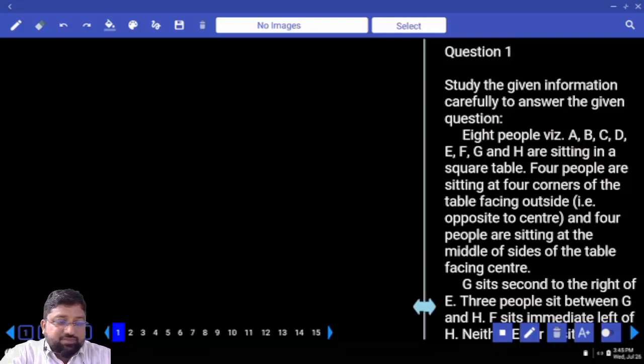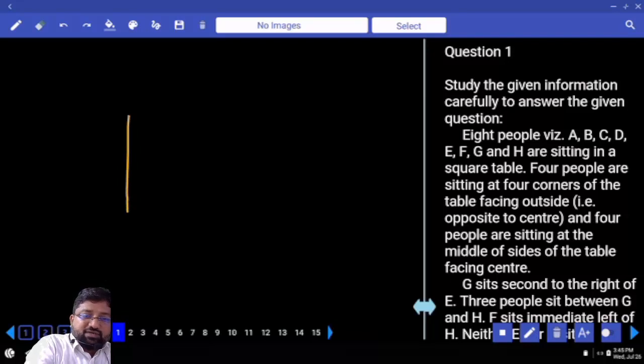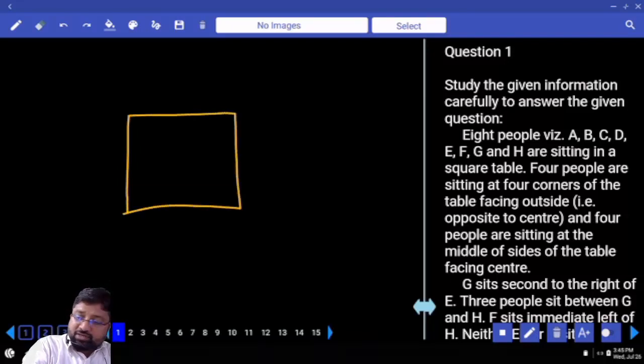Clerk Prelims Model Test number 95. Look at the questions here. 8 people A, B, C, D, F, G, H are sitting in a square table. Four people are sitting at the four corners of the table facing outside, and 4 people are sitting in the middle of the sides of the table facing center. So clearly this is a question where some are facing inside and some are facing outside.